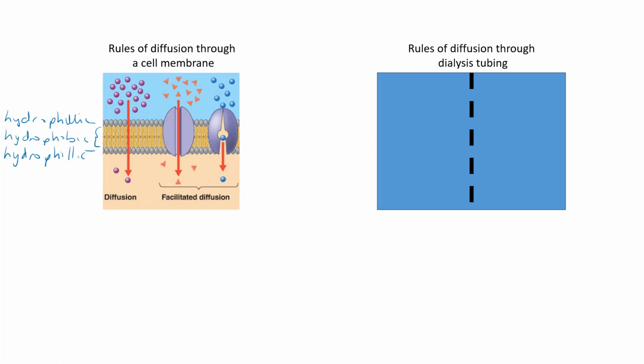And because of this, only certain things can diffuse through the membrane. It's still a high to low and a passive mechanism, but only certain things can pass through. And those things usually have to be very small, non-polar, and uncharged.